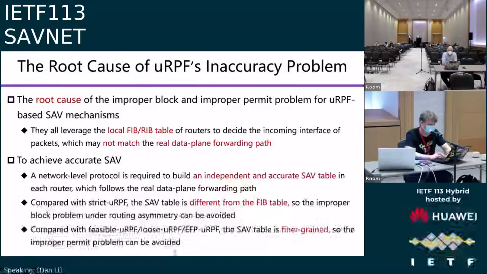And compared with strict URPF, this sieve table is different from the FIB table, so the improper block problem under asymmetric routing can be avoided. And compared with feasible URPF, loose URPF, or EFP URPF, the sieve table is fine-grained, so the improper permit problem can be avoided.